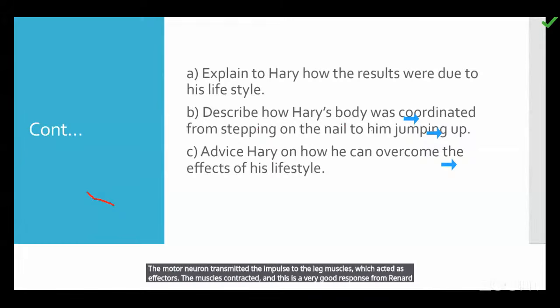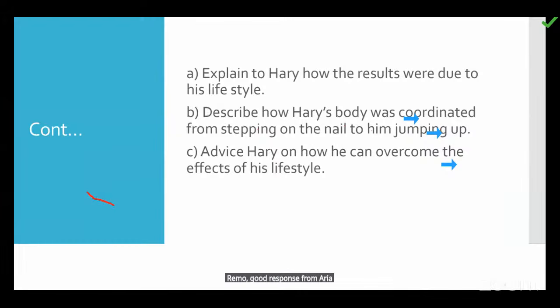Good response from Aria. All right. Okay. So that's what is in the chat. You can go further and read through. There are some good responses there.